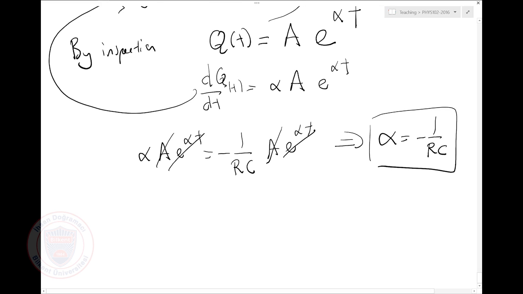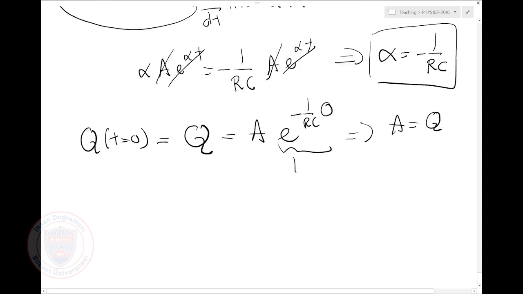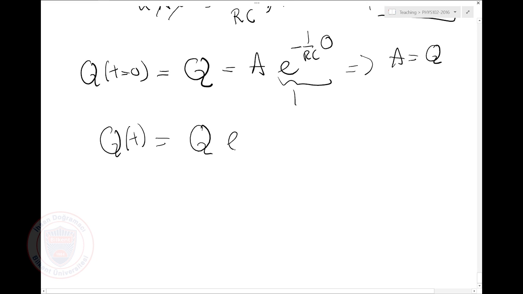How do I find the constant A? What's the charge at time t equals 0? When I turned off the switch, it was Q. I defined it to be Q, right? Which is A times e to the minus 1 over RC times 0. What's e to the power 0? 1. So apparently A is Q. So what's Q(t)? Q(t) is Q, my initial charge, times e to the minus t over RC.